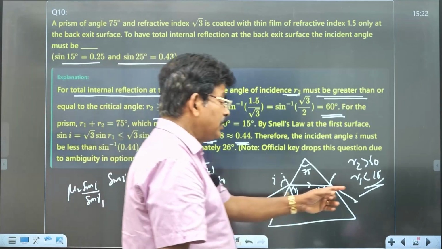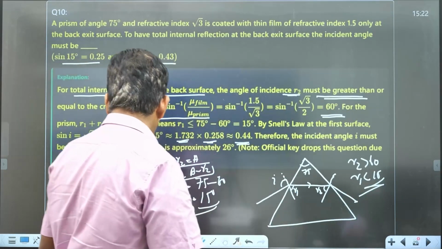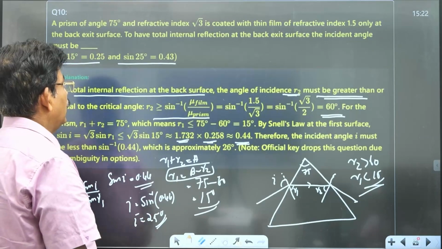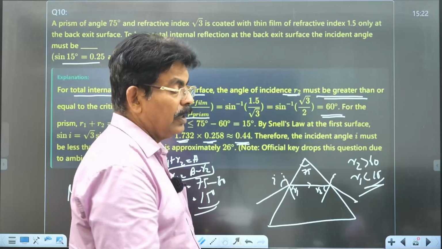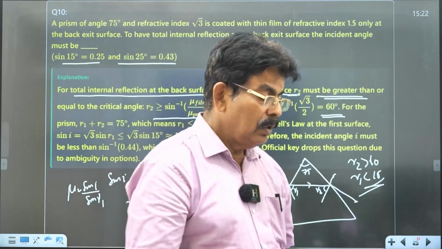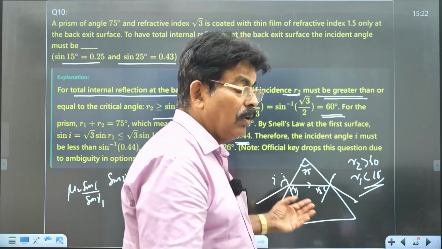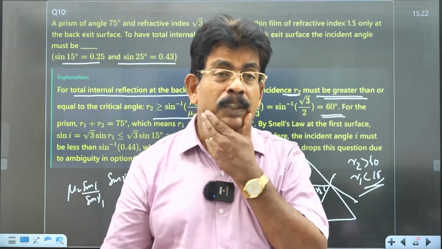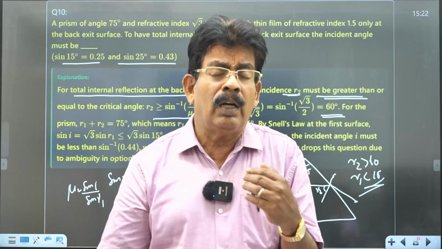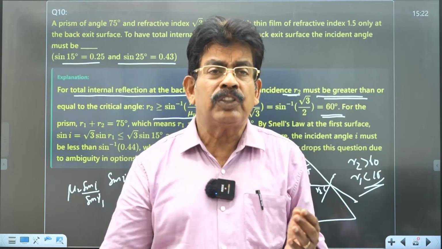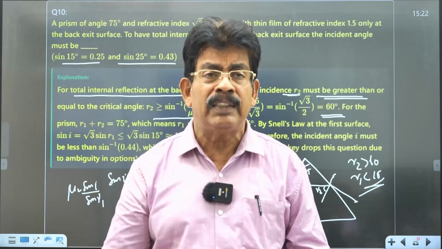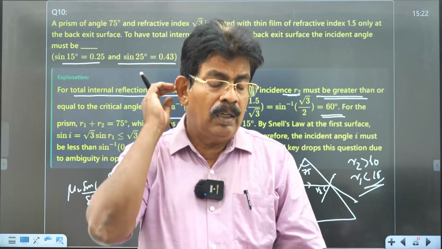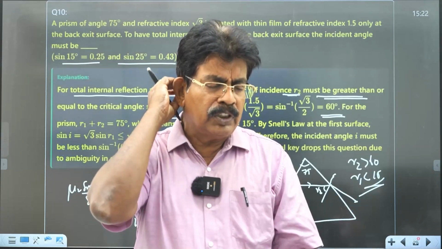So if R1 is less than 15, automatically I1 should be less than, how much did I get? 25 degree. I1 should be 25 or 26 degree. In the JEE Mains answer key published, they deleted the question. I think in the original paper it was I1 greater than 25 degree. I'm not sure about it. So that's why when the key correction came, that question was deleted.